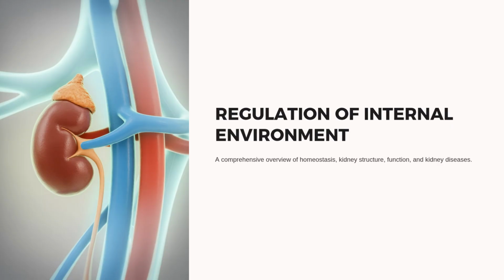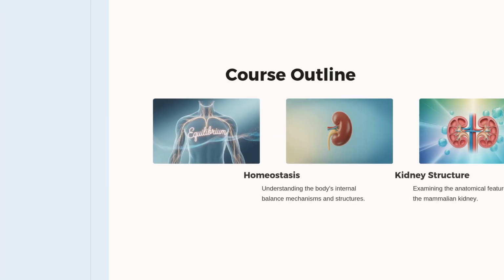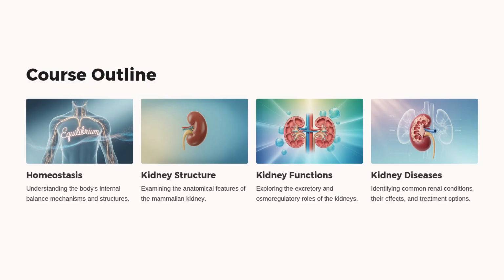Regulation of internal environment. A comprehensive overview of homeostasis, kidney structure, function, and kidney diseases. Course outline. Homeostasis. Understanding the body's internal balance mechanisms and structures. Kidney structure. Examining the anatomical features of the mammalian kidney. Kidney functions. Exploring the excretory and osmoregulatory roles of the kidneys. Kidney diseases. Identifying common renal conditions, their effects, and treatment options.